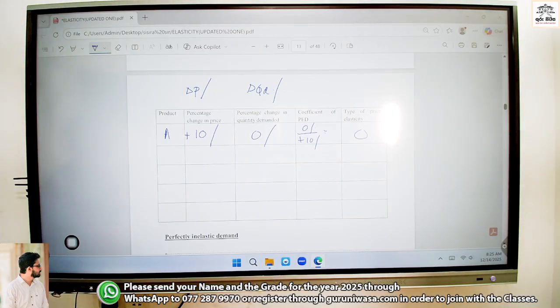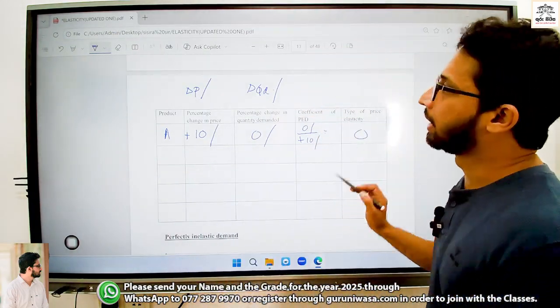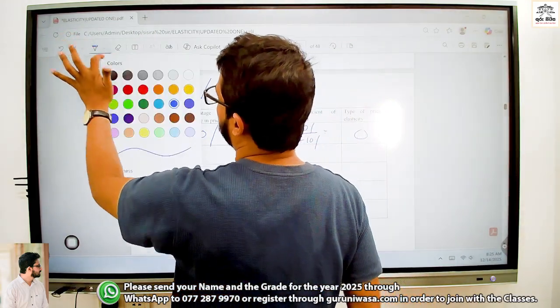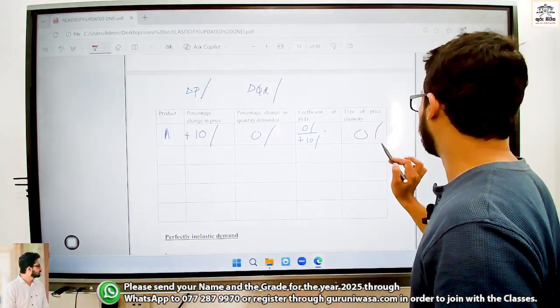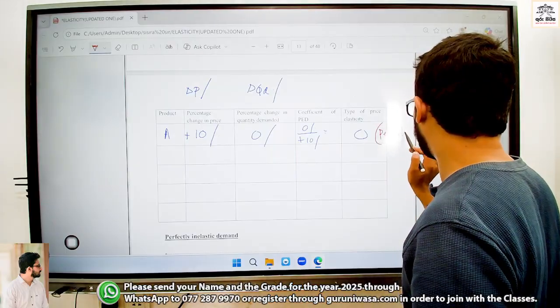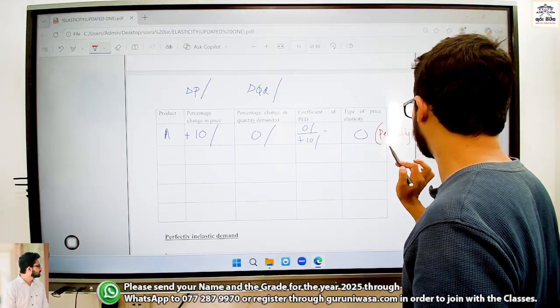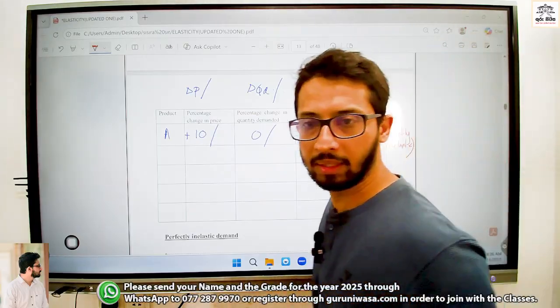Perfectly inelastic. Write down the category under types of price elasticity: perfectly inelastic. Clear?